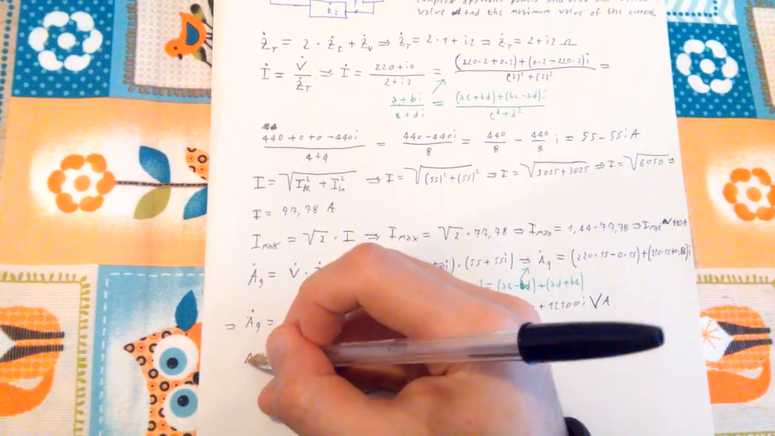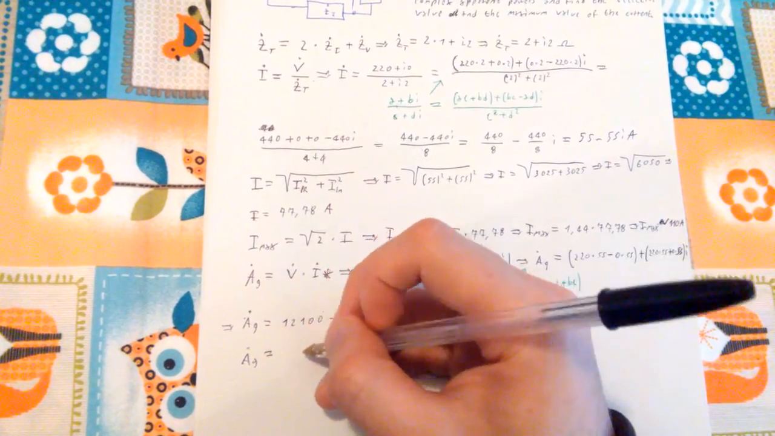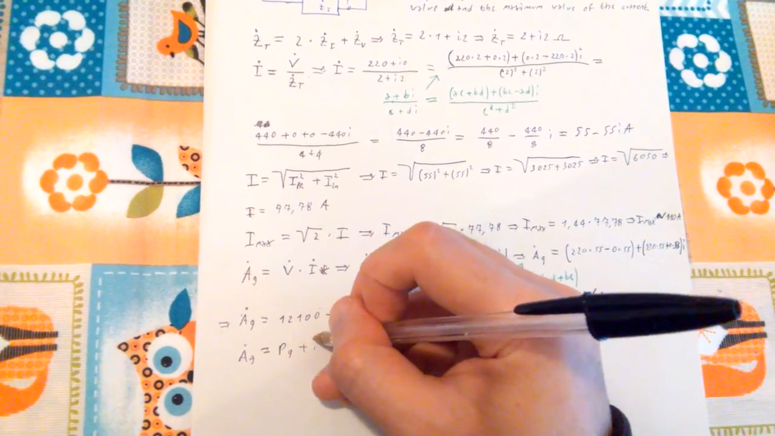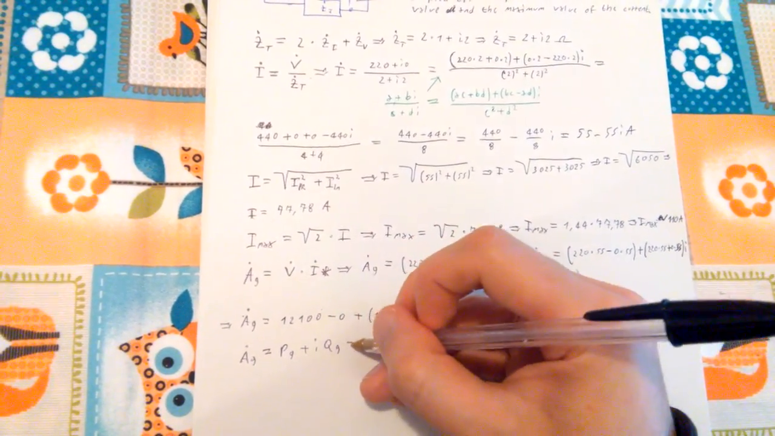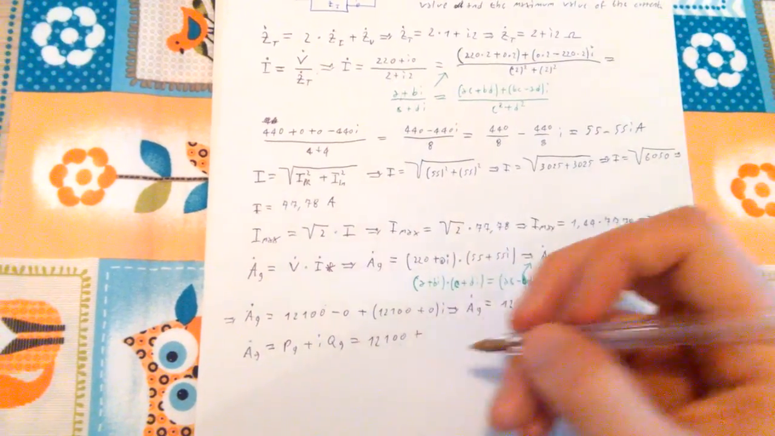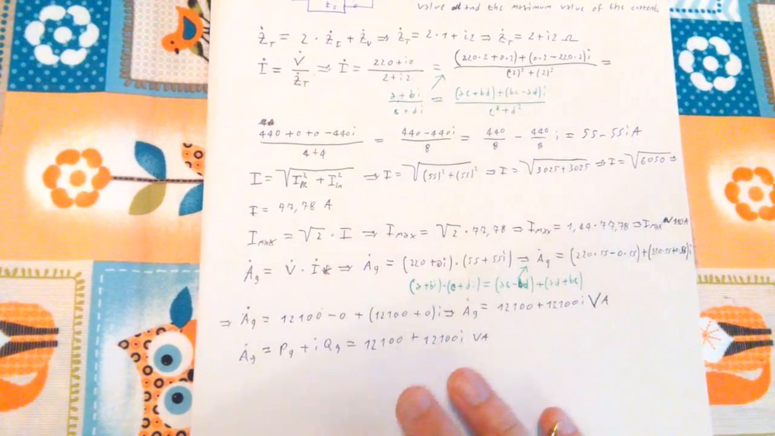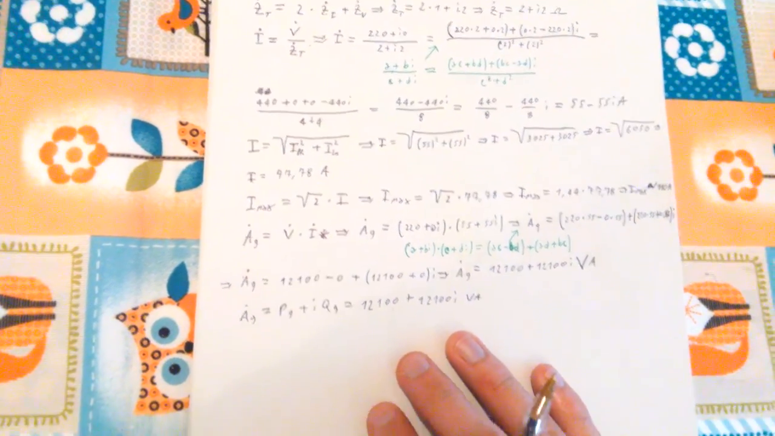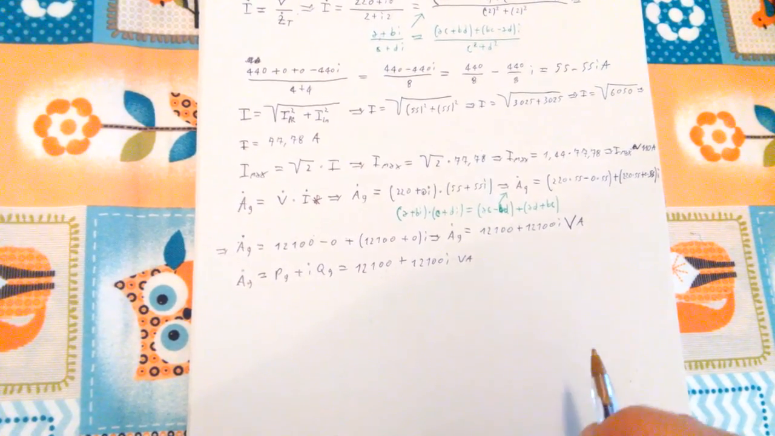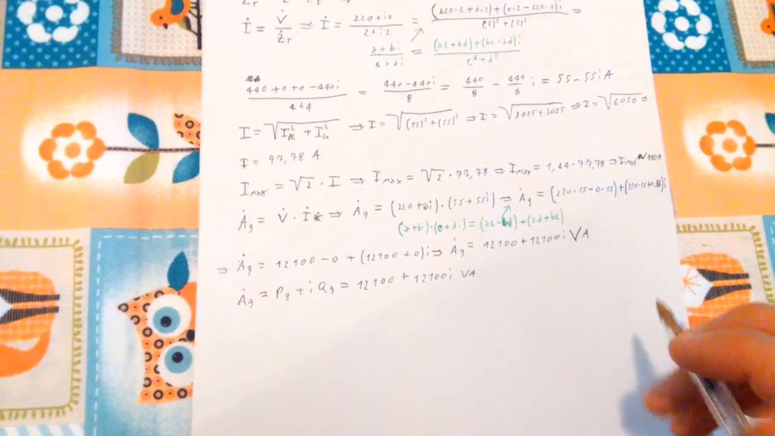So Ag, we know that Ag is Pg, the power generated, plus iQg. So, which is actually 12,100 plus 12,100 I VA. Now I can find the apparent complex power absorbed by the line plus the user.